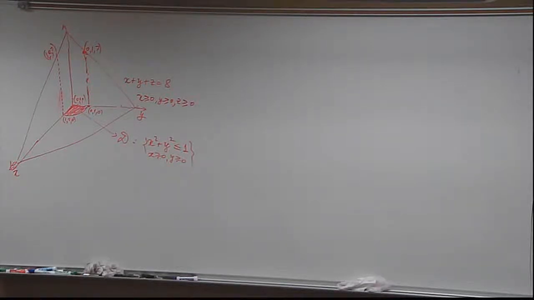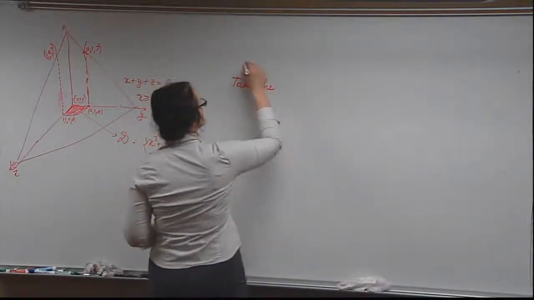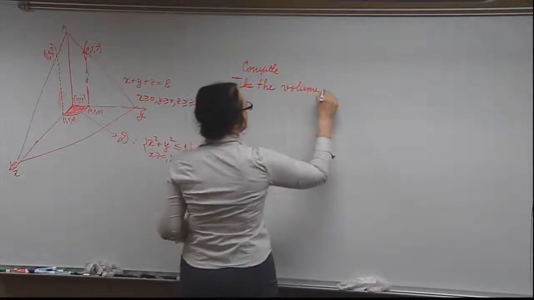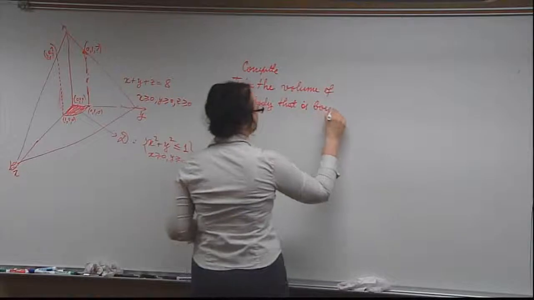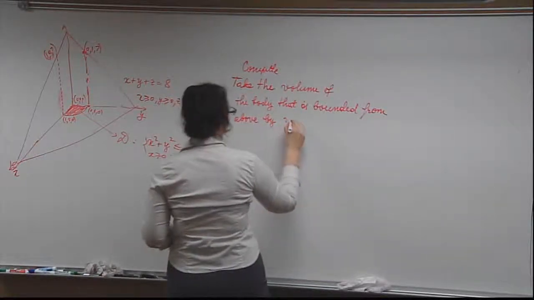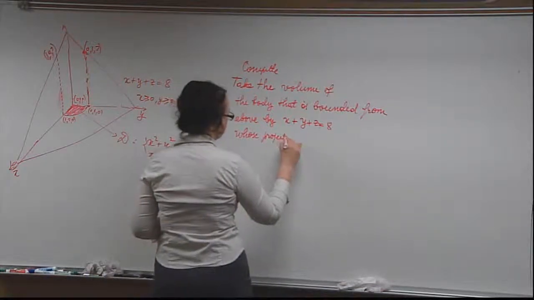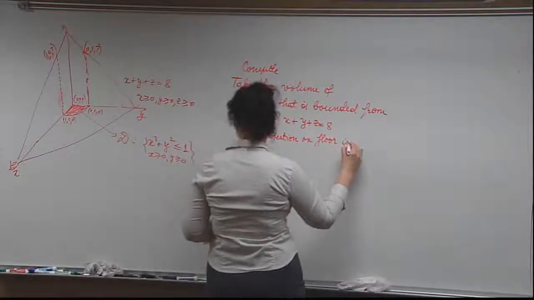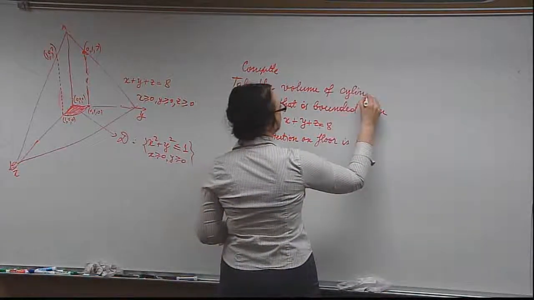Very good. Excellent. Now, I'd like to compute the volume of the body that is bounded from above by x plus y plus z equals 8, whose projection on the floor is the domain D. I know the volume of the cylindrical body. Cylindrical body.